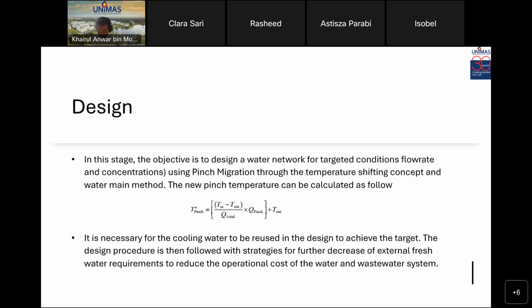In the design of the water system, certain design features are essential. So to calculate the new pinch temperature, we can use this. I will show how to use it later. It is necessary for the cooling water to be reused in the design to achieve the target. The design procedure is then followed with strategies to further decrease the external freshwater requirement to reduce the operational cost of the water and wastewater system.